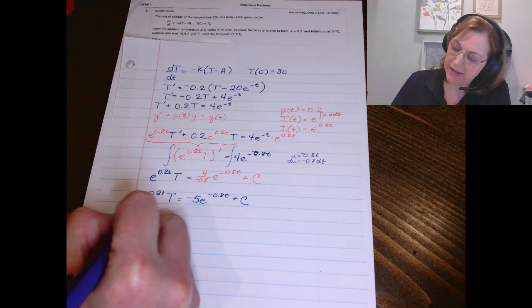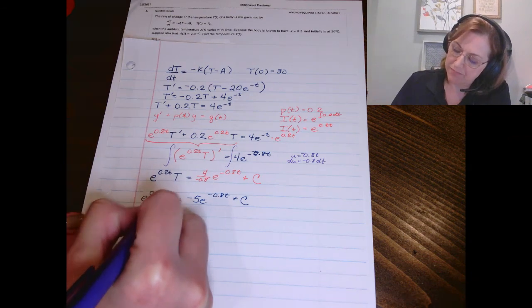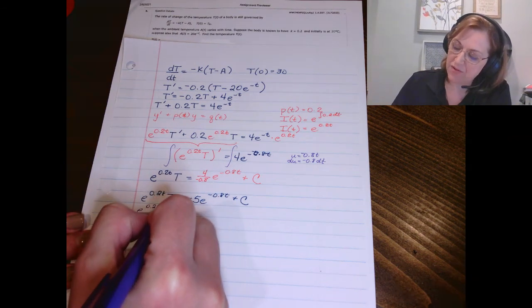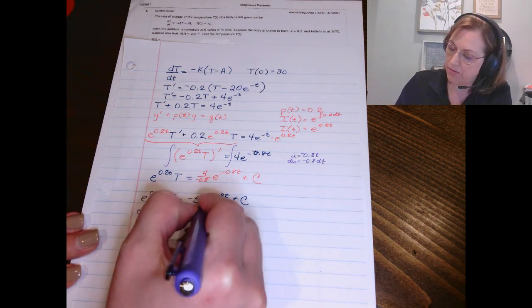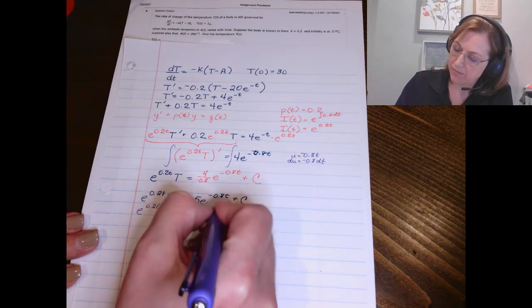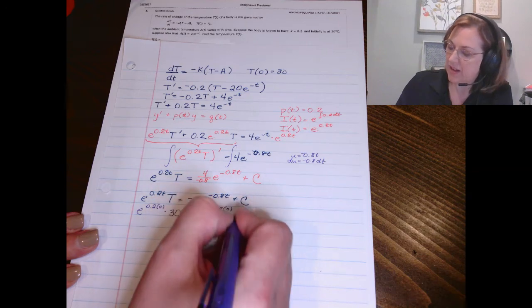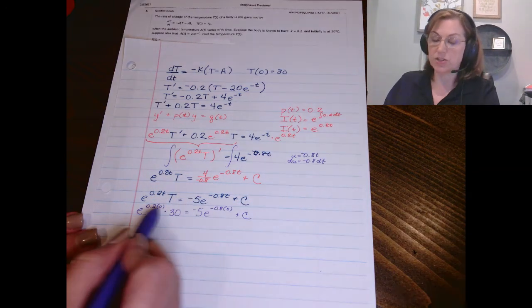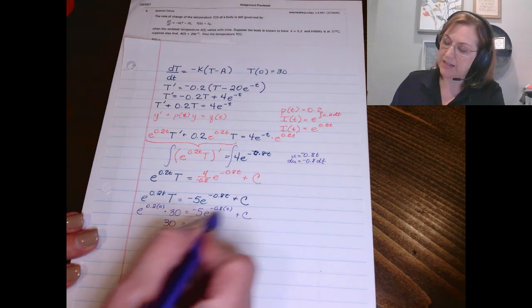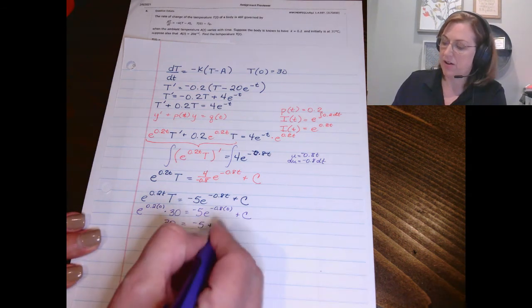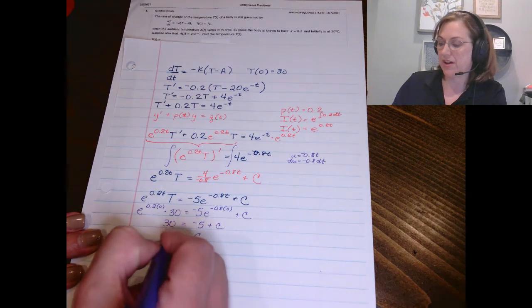So I'm going to plug in 0. And don't forget, capital T is 30 when little t is 0. And we can solve for C. Okay, e to the 0 gives me 1, so this is 30 equals negative 5 plus C. We see that C becomes 35.